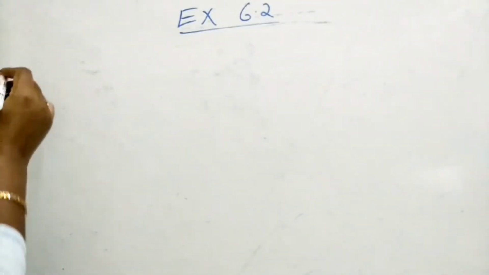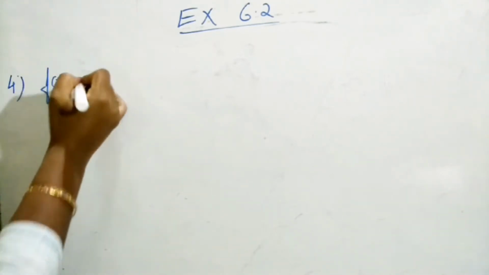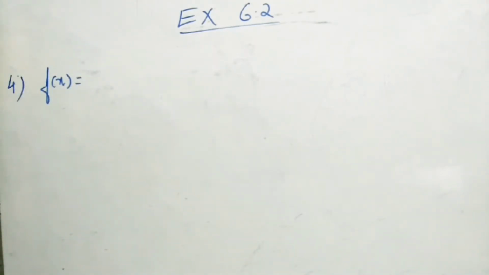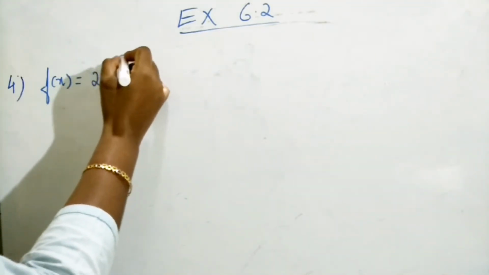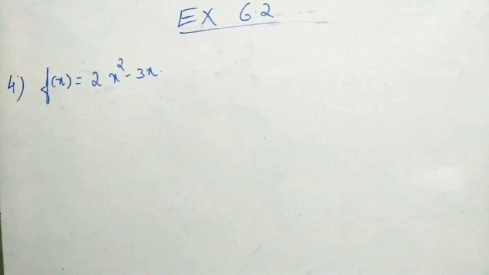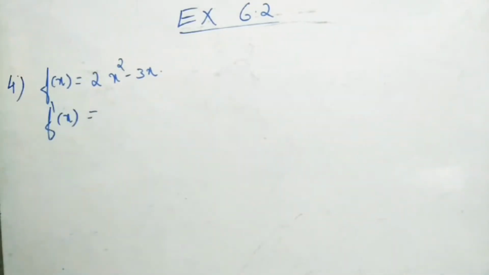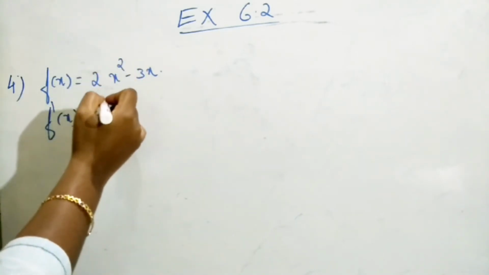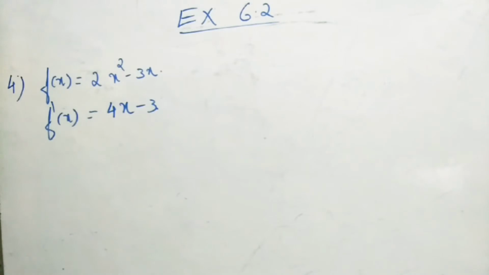In this type of question, first we will find our f dash of x corresponding to the given function. Here f of x is equal to 2x square minus 3x, and thus f dash of x is equal to 4x minus 3.